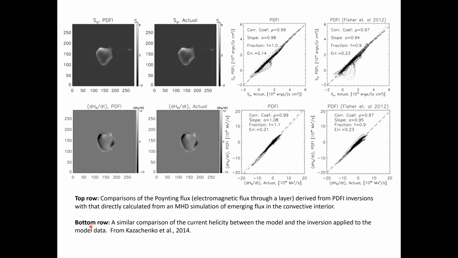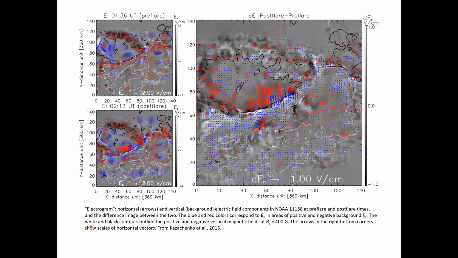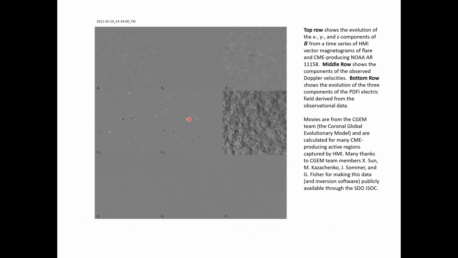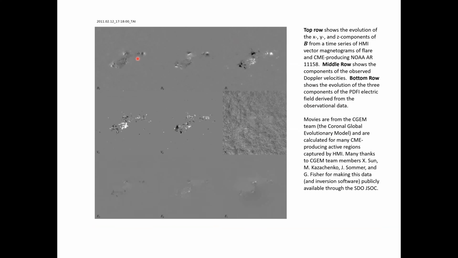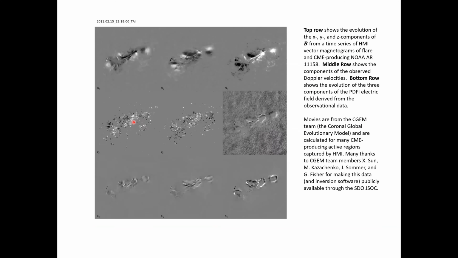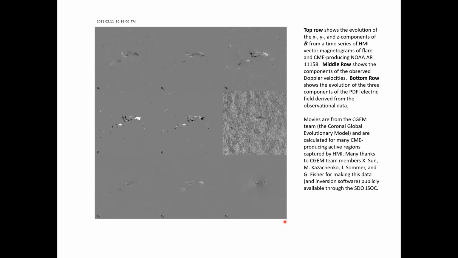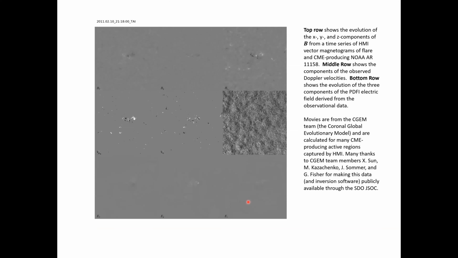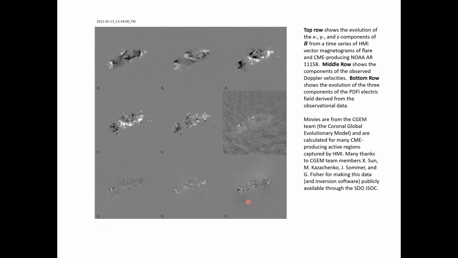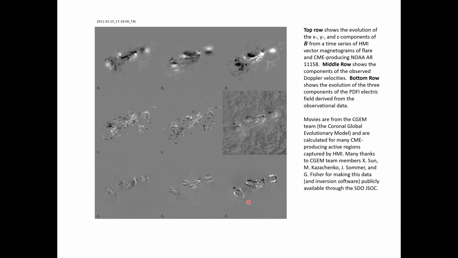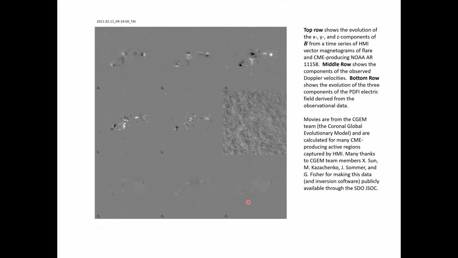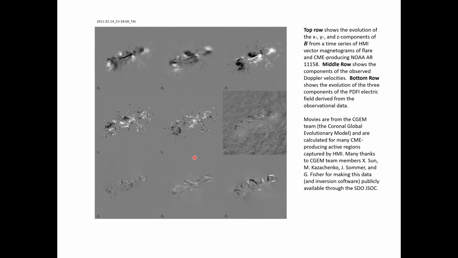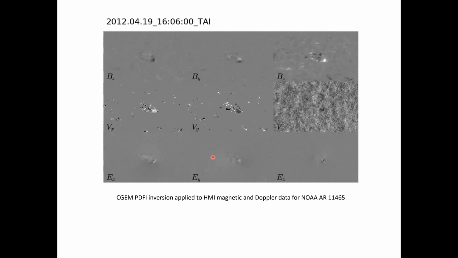Oh, okay. So these are tests. And here's the bottom line of this, and I think this is supposed to be a movie. Oh, there we go. So this is the magnetic field. These are the flows, the observations, and then from the PDFI method, these are the electric fields. This has been calculated by the CGEM group, Zhudong and Masha and George and everyone else, and it's part of the pipeline. So you can get these electric fields, and this is just another example of that, another active region.